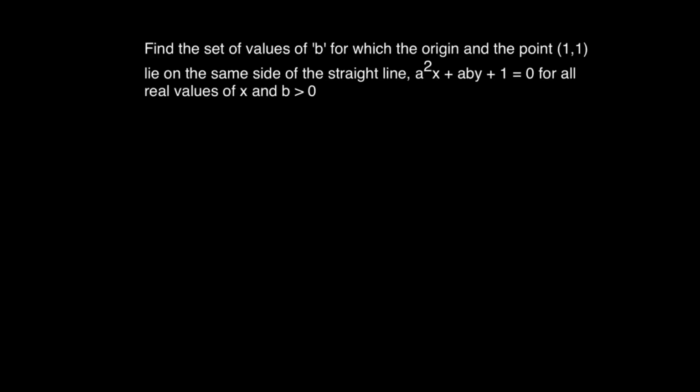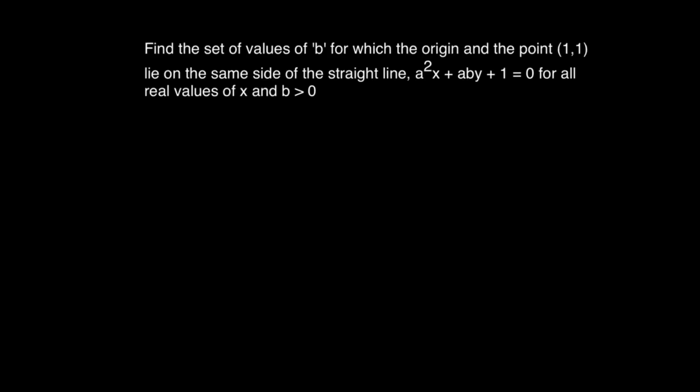Okay, let us look at the first question that he asked. Find the set of values of b for which the origin and the point (1, 1) lie on the same side of the straight line a²x + aby + 1 = 0 for all real values of a and b greater than 0.